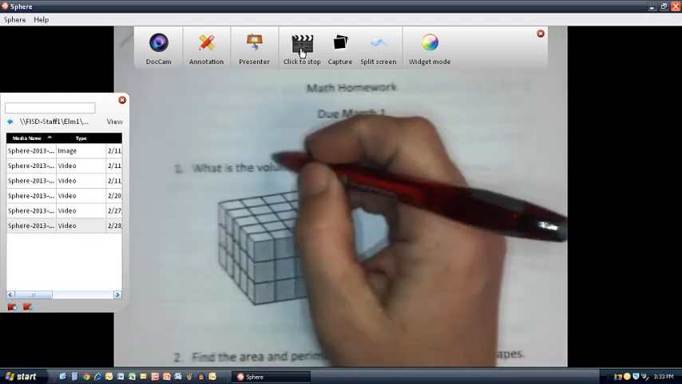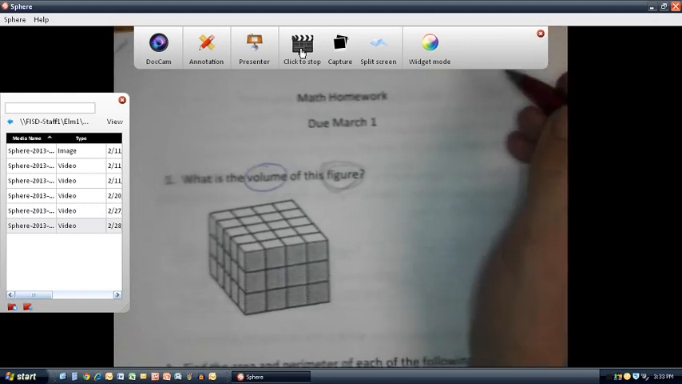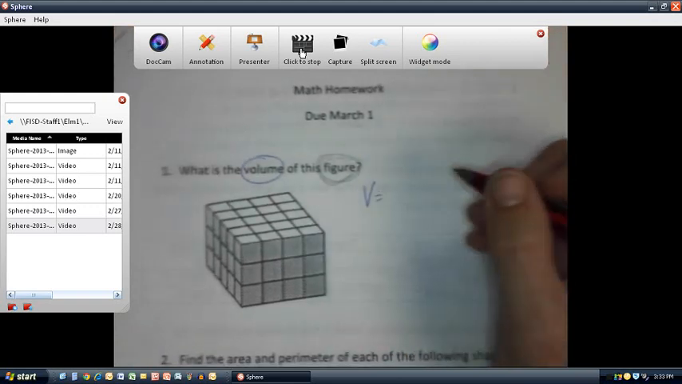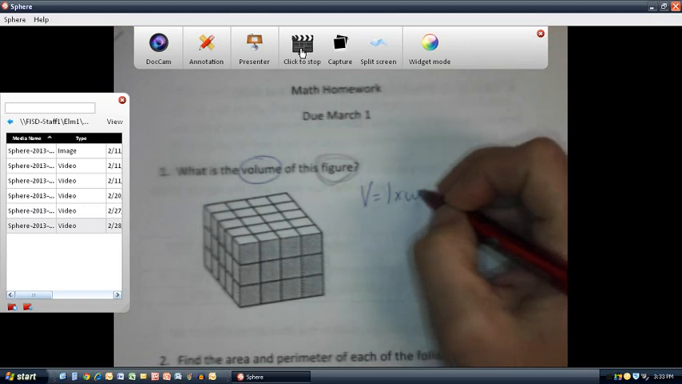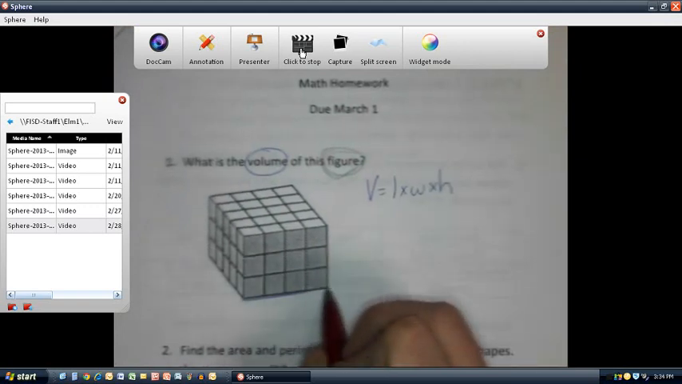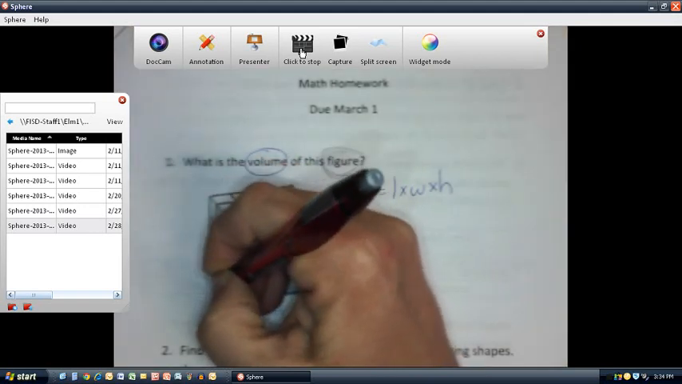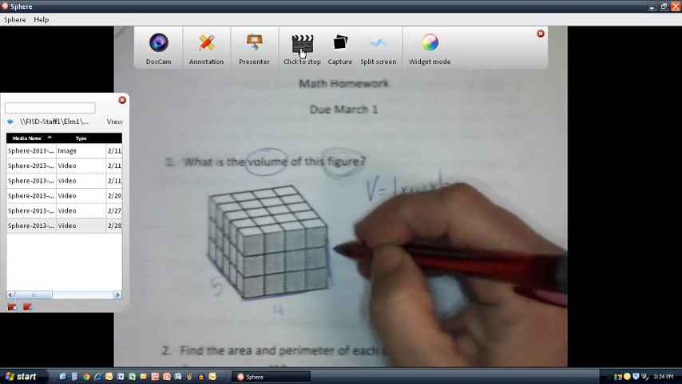Okay, the first thing we're looking for on this March 1st homework is the volume of this figure. Volume is length times width times height. This is the length, 4 cubes. This is the width, 5 cubes. And this is the height, 3 cubes.